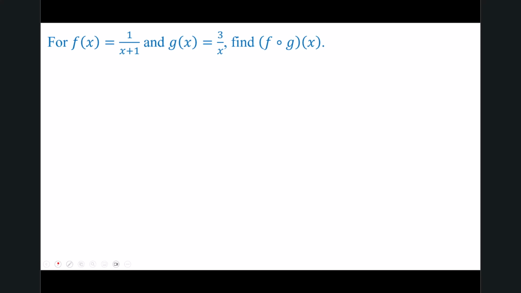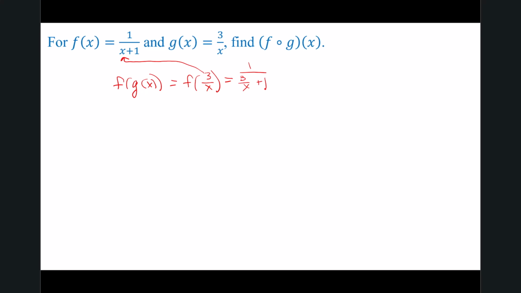For f of x equals 1 over x plus 1 and g of x equals 3 over x, find f of g of x. So we want to find f of g of x, which is f of 3 over x. So we will substitute 3 over x in for all the x's in f of x. So we have 1 over (3 over x plus 1).